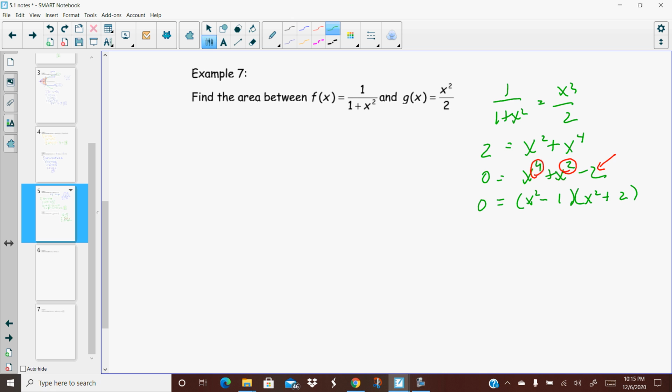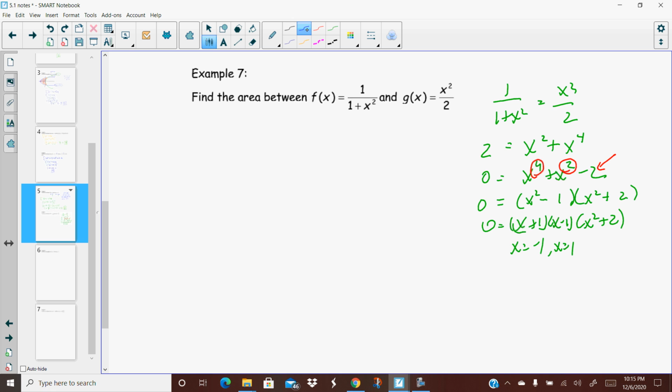Now, can we factor any further? Well, the x squared minus 1 can factor to x plus 1, x minus 1. The x squared plus 2 cannot factor because it is a sum, not a difference. So either x is going to equal negative 1 or positive 1. X squared plus 2 can never equal 0 because it's x squared, a positive value, plus 2, another positive value. It will never equal 0. So I've really only got 2 values. My 2 bounds are negative 1 and 1.